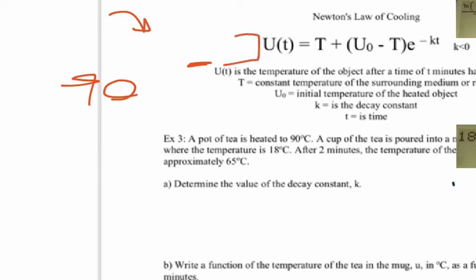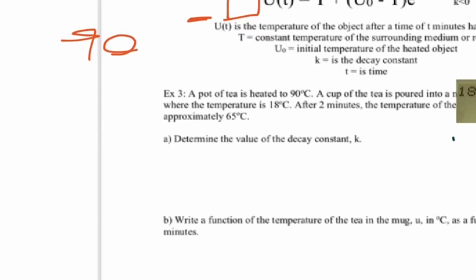U sub 0 is the temperature it is when you take it out of the oven. So it might start at 375 degrees. The room temperature might be 75 degrees. And then obviously E is the constant that it's progressing down towards. And then K is the decay constant. And then T is the time. So let's take a look at an example, and I'll show you how it works.